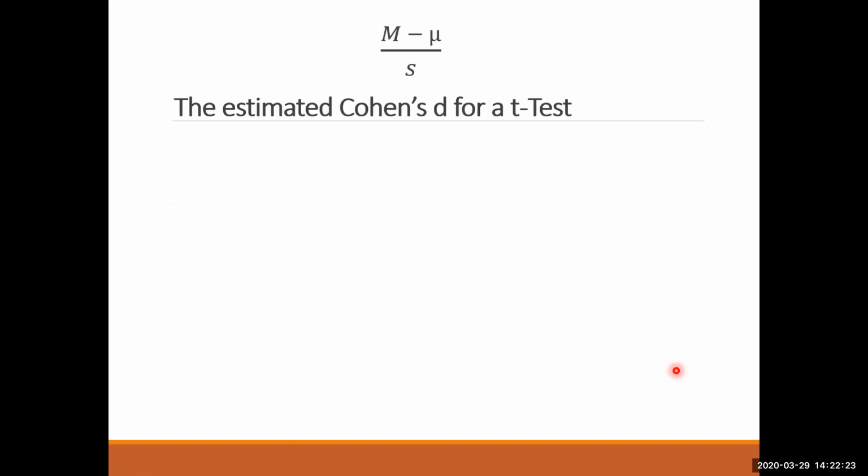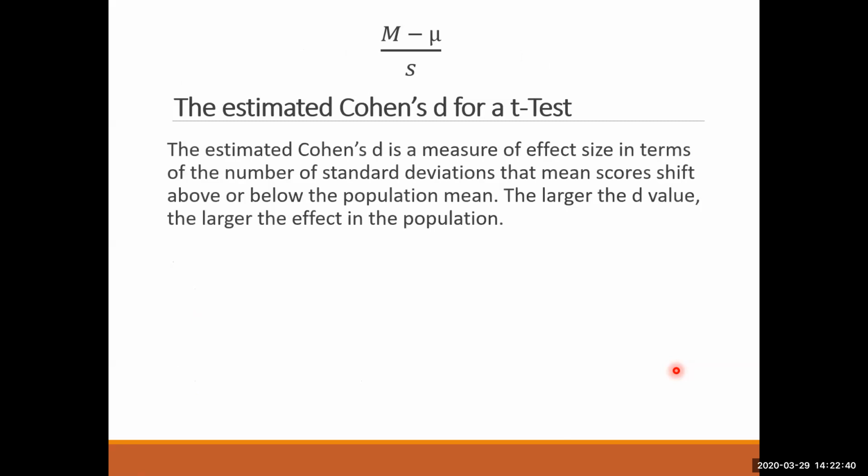So about the effect sizes. We did talk about Cohen's d for the z-score or z-statistic test in the chapter before this. The estimated Cohen's d is a measure of effect size in terms of the number of standard deviations that mean scores shift above or below the population mean. So the larger the d value, the larger the effect in the population.